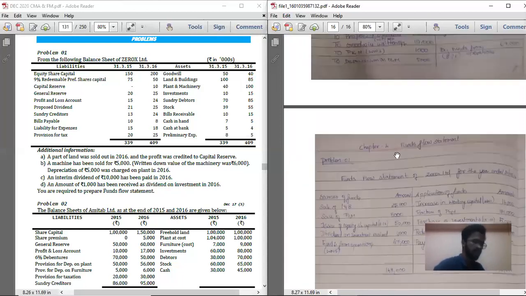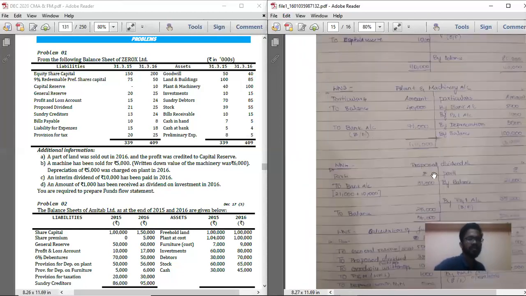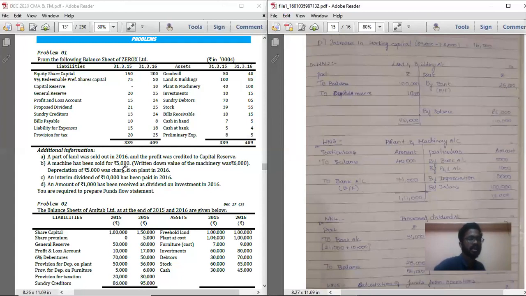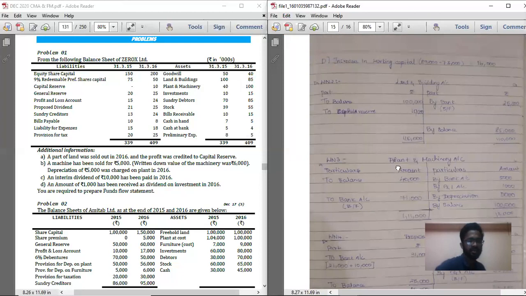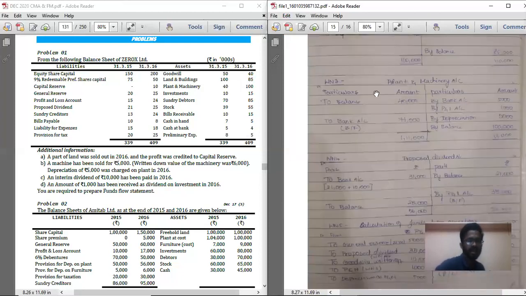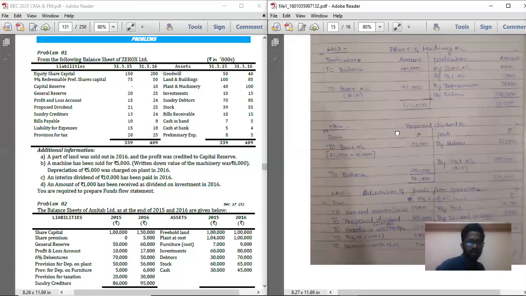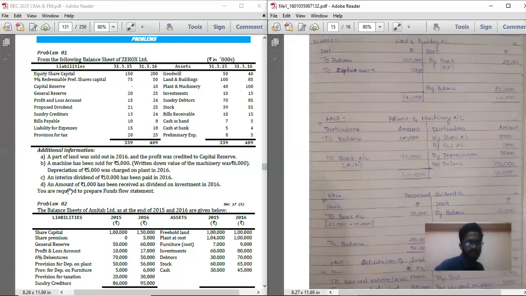Then one by one, calculate all the different non-current assets and non-current liabilities based on the adjustments they have given. First you finish off the adjustments, then come one by one: liabilities first, then assets. For that, you will get that they have given land and building, plant and machinery, dividend and investment directly. They have given that 1,000 rupees dividend on investment has been received, so take that to the source of funds. Then come one by one.